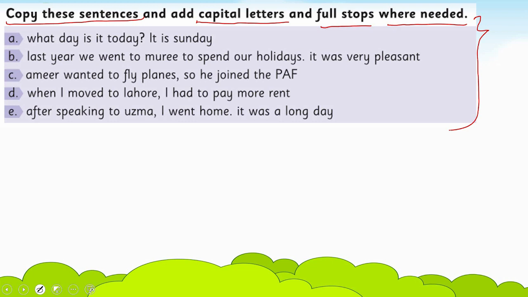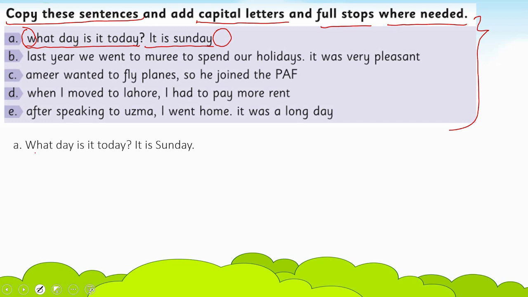So the first sentence is, what day is today? It is Sunday. So here is a mistake. What is the mistake? Shabash. Yes, W should be capital. And here, no full stop. Here is not a full stop. The correct version is, what day is today?